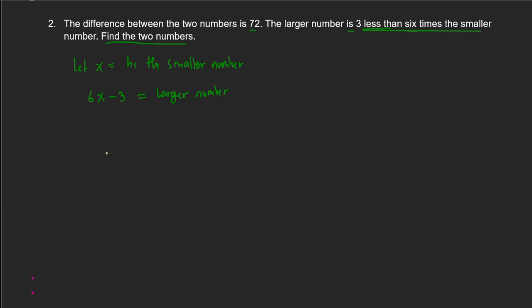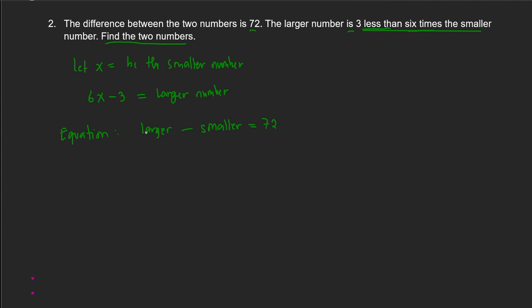Okay? So, in this part, we already have our equations. Ang equation po natin will be larger number minus a smaller number is equal to 72, which is the scenario. The difference between the two numbers is equal to 72.